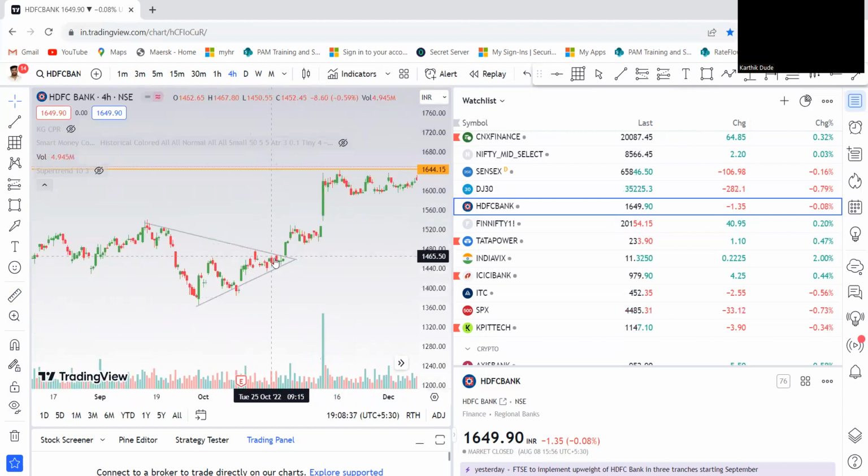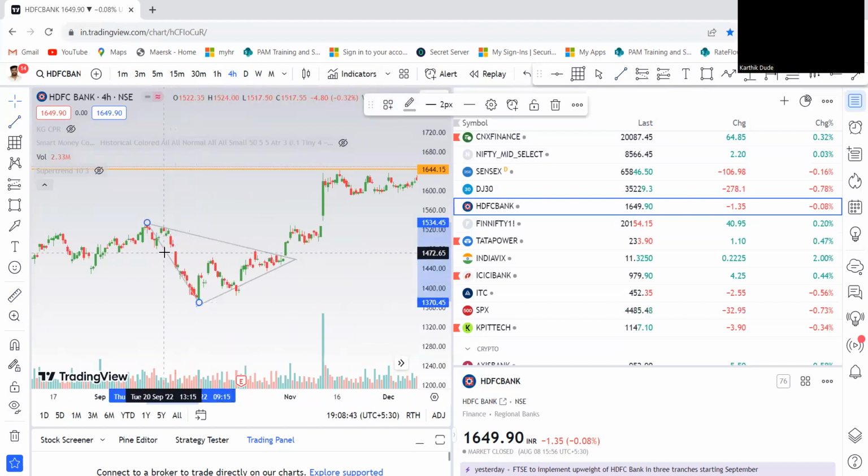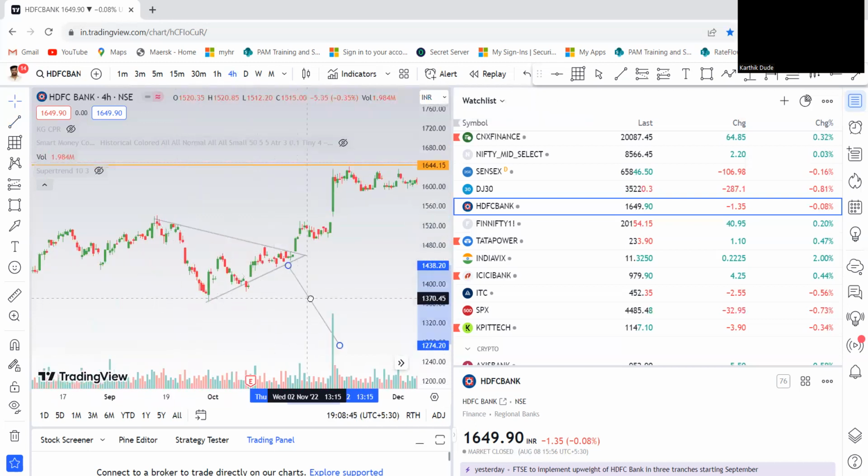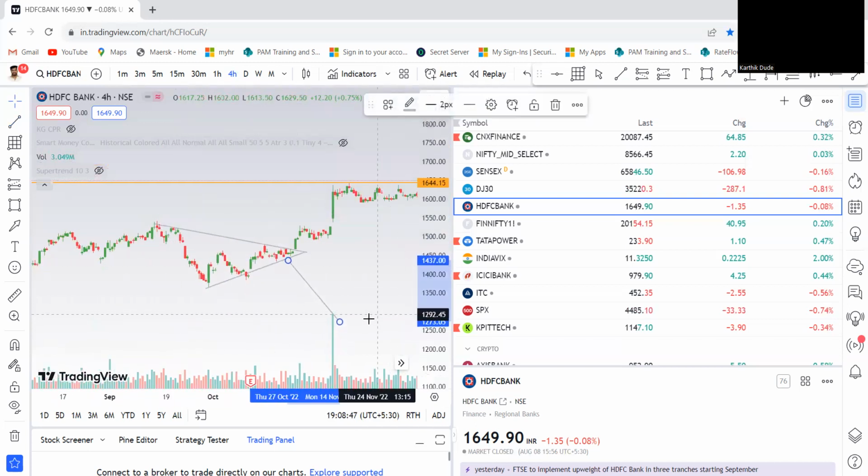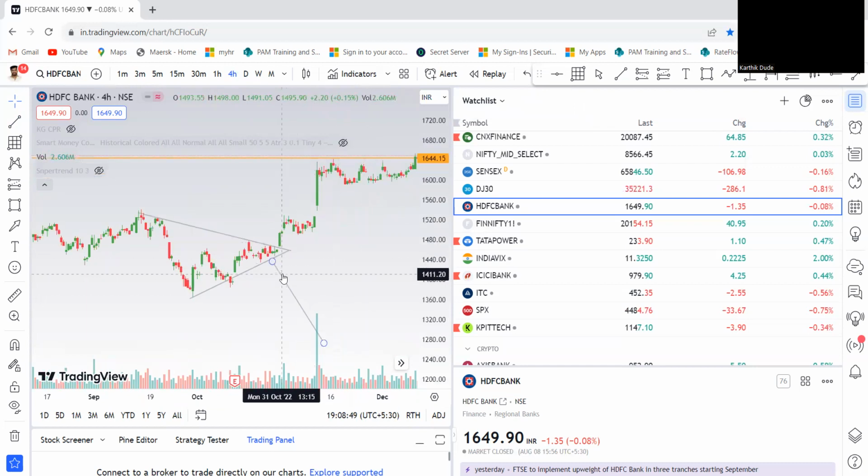Sometimes what will happen is that even this might break here. In that case, you take the same length and place it here, and the same 11% goes here. You will sell the share.